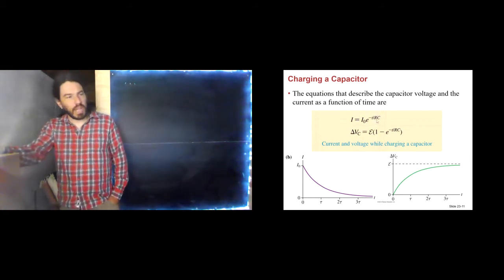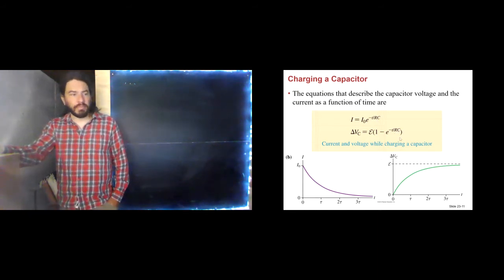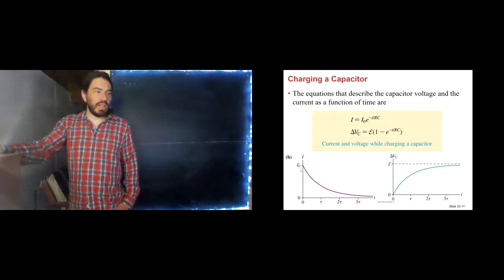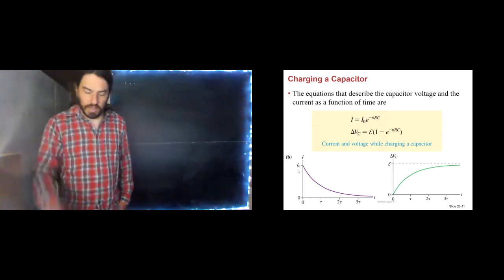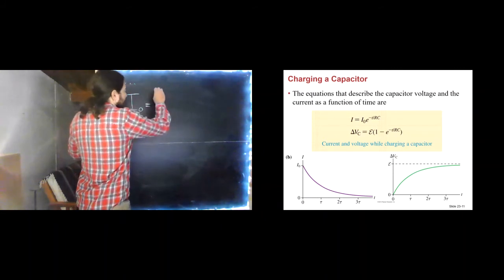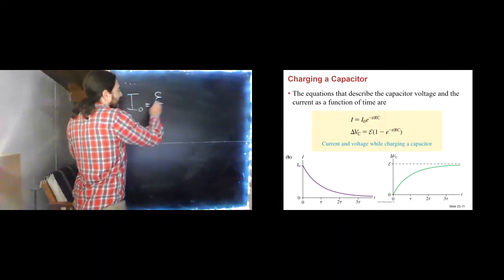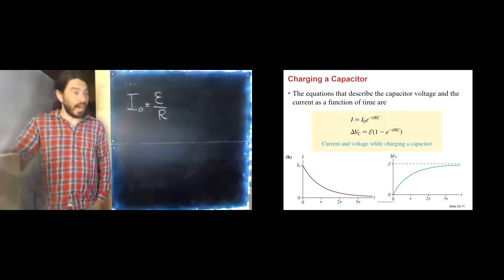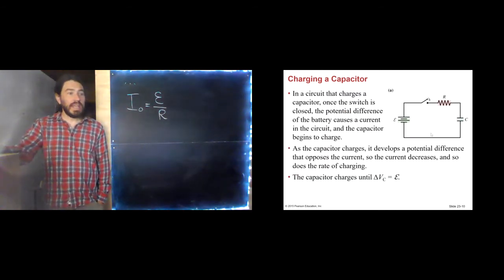Now, notice again we could replace the R times C with a tau. And again, to point out the initial value of the current, notice that it is given simply by the EMF of the battery divided by the resistance of the resistor. Why? Again, because an uncharged capacitor acts like a wire. It's almost like it's not there.